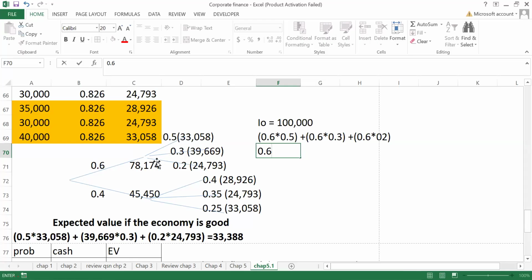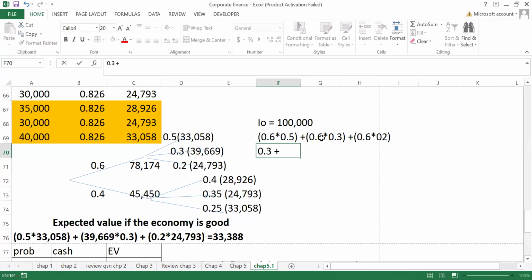Then take the first year and add the cash flows of the second year where the probability is 0.3. It also gives you a positive. Even here, all the cash flows where the economy is good give you a positive. The probability of having a positive will be 0.6 times 0.5, which is 0.3.